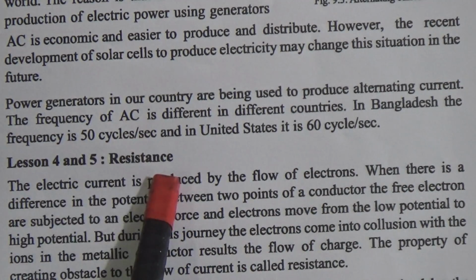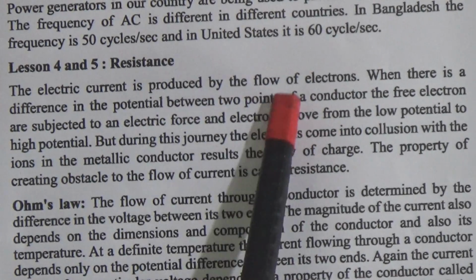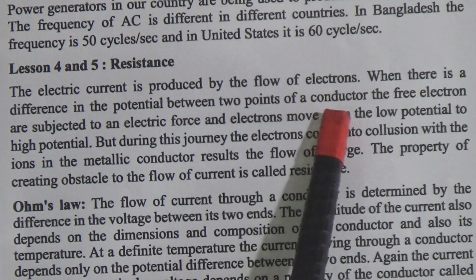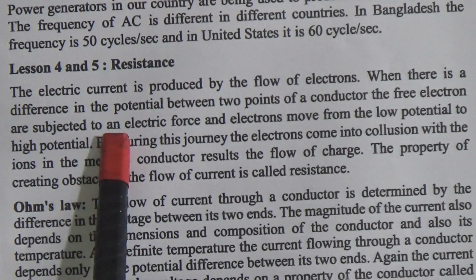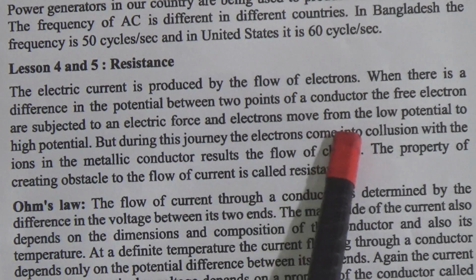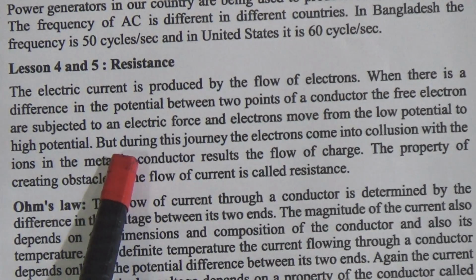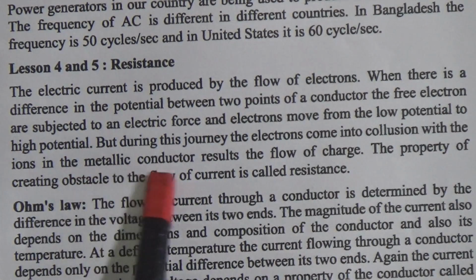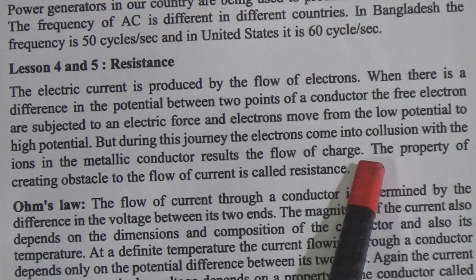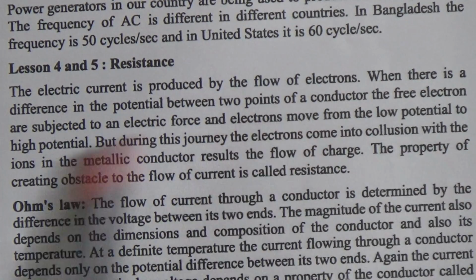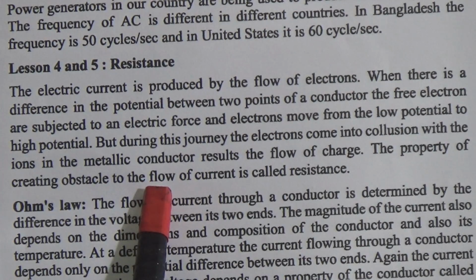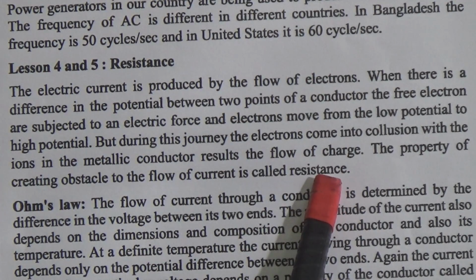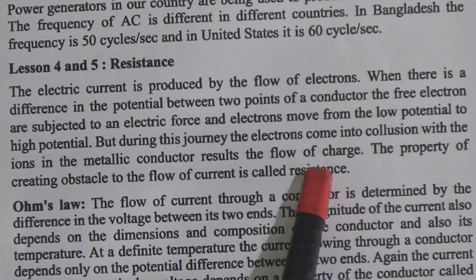Now come to resistance. Electric current is produced by the flow of electrons when there is a difference in potential between 2 points of a conductor. The free electrons are subjected to an electric force, and electrons move from low potential to high potential. But during this journey, the electrons collide with the ions in the metallic conductor, which obstructs the flow of charge. The property of creating an obstacle to the flow of current is called resistance. That means when something makes an obstacle in the flow of current, that is known as resistance.